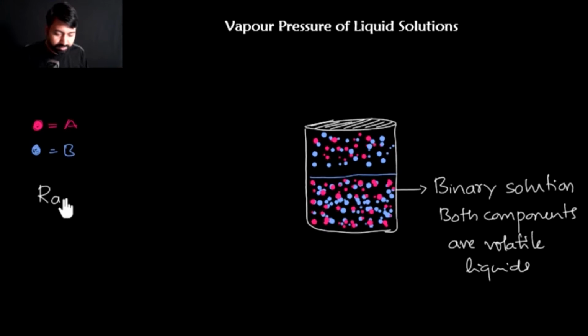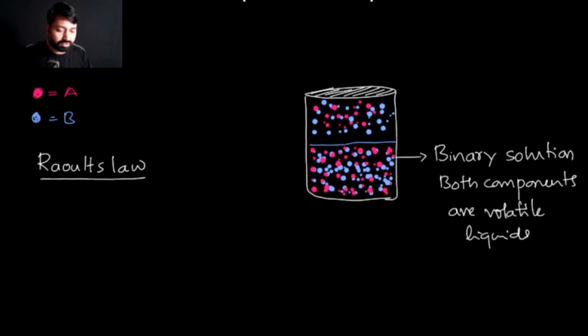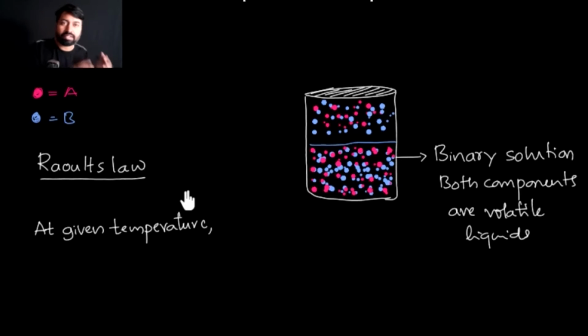That is Raoult's law. According to this law, we can identify what the pressure is. What does this law say? A very simple statement is given. At any given temperature, meaning the temperature should be constant here. Why are we using the term given temperature? Because at a particular temperature there is a particular amount of vapor present. If you increase the temperature, the vapor will increase.